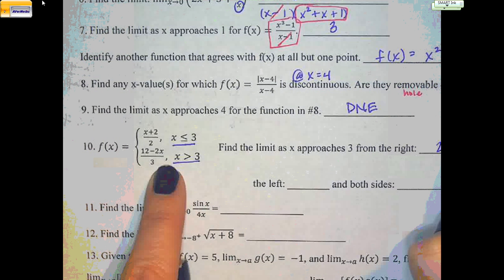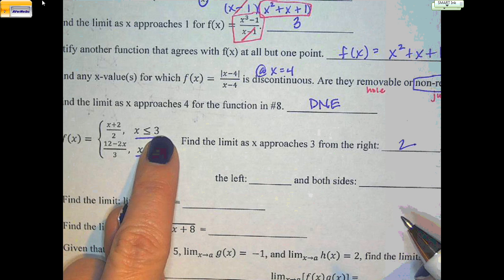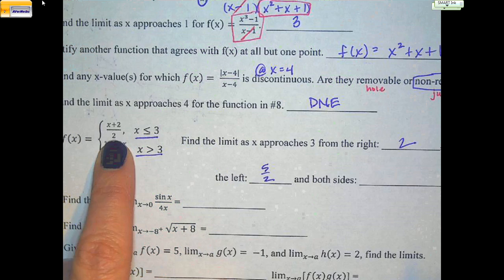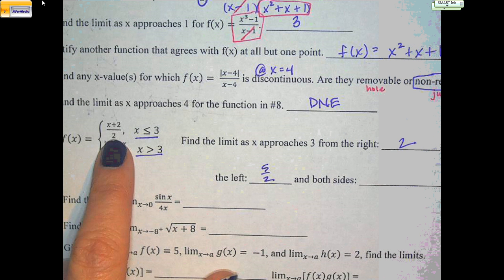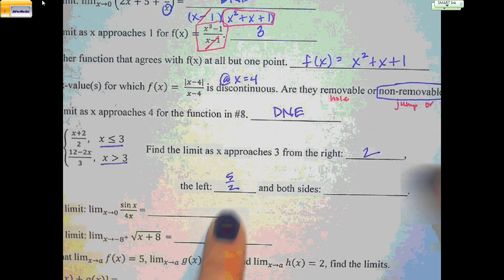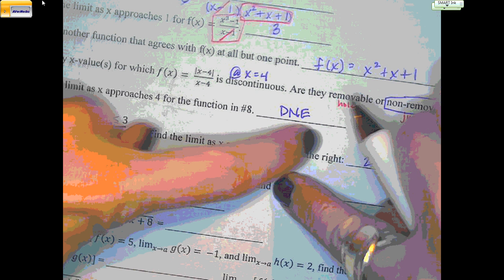All right, if we're coming from the left, that's these numbers. Take 3 and plug it in. 3 plus 2 is 5 over 2. Both sides. Why doesn't it exist? Because we're approaching different values. From the right, we come in at 2. From the left, we're coming in at 2.5. Those are not going to meet up, so it does not exist.